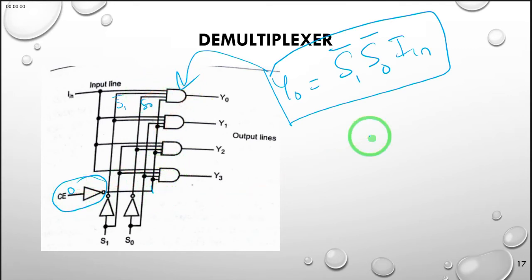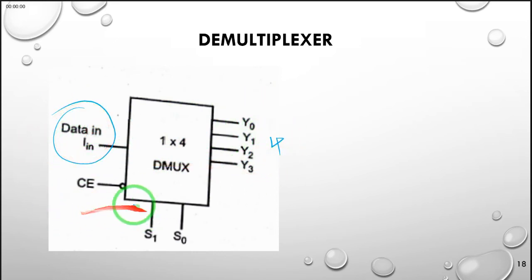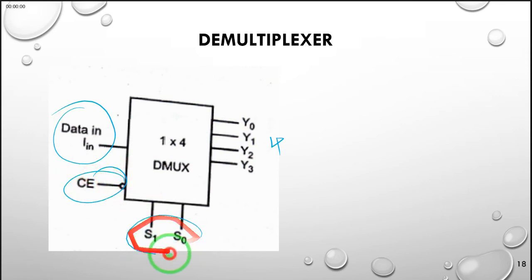Finally, the symbol that we use for representing the demultiplexer is this one, similar to what we did with the multiplexer. It has four output lines, one data line or input line, the chip enable pin, and two select lines.